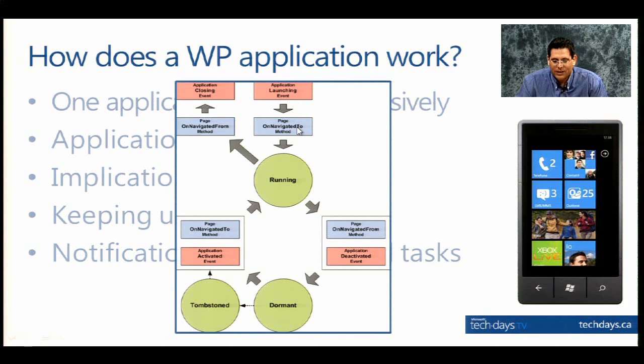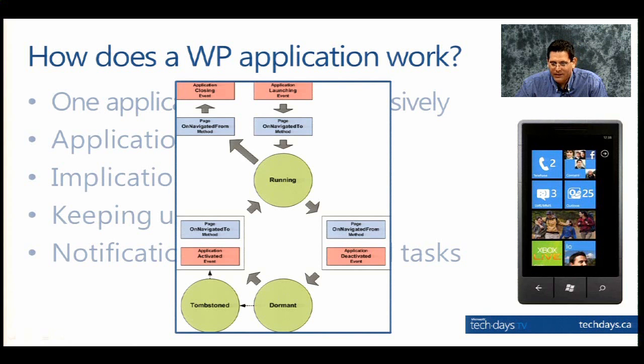So right after finishing the onNavigated to method, the application goes into a running state. It stays in that state for as long as the user hasn't flipped to the main screen or to another application, or if the application closes by itself voluntarily.